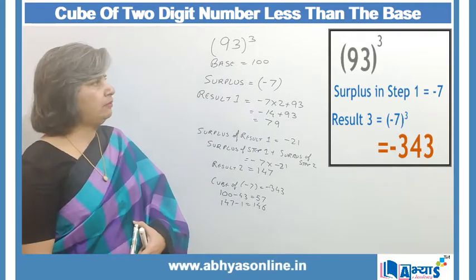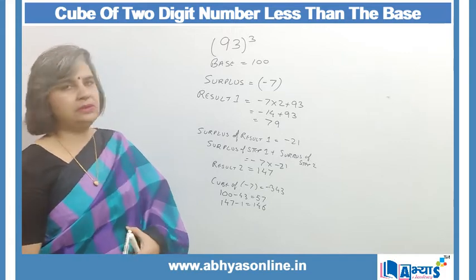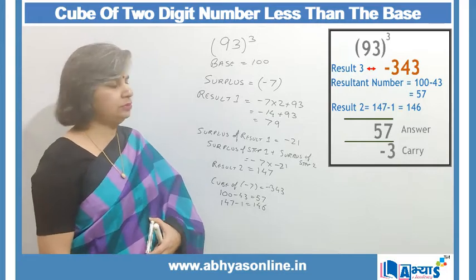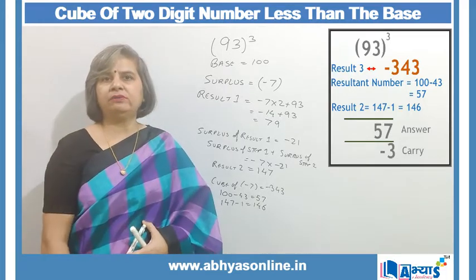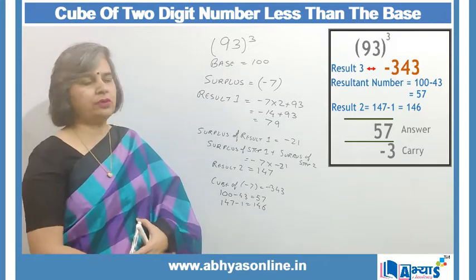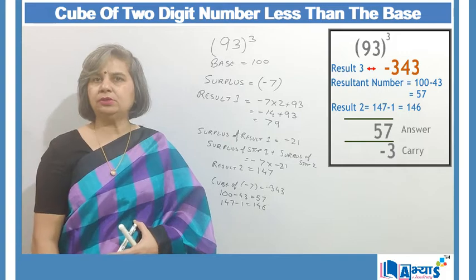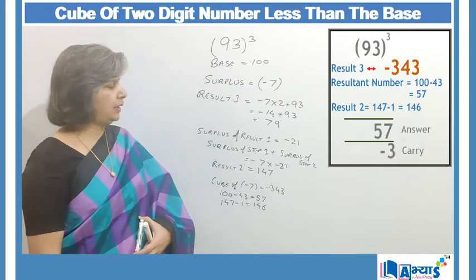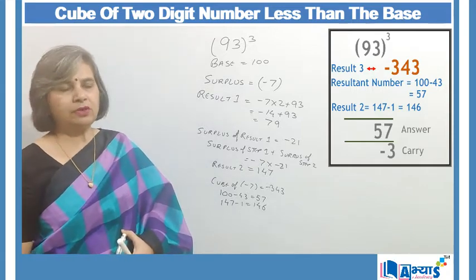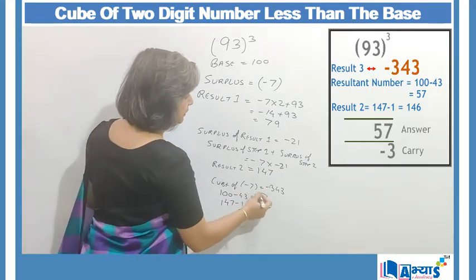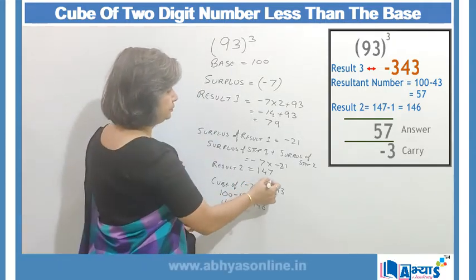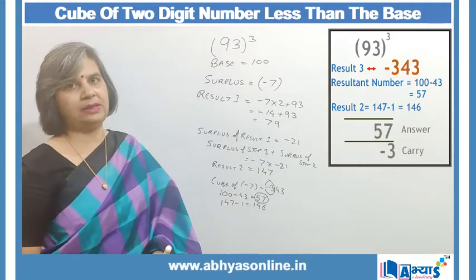So now I will write the answer, and for the answer, I see that I have taken the base as 100 and the base has 2 zeros. So we will be using 2 zeros, or we can say we will be prefixing 2 digits in the answer at a time. So from minus 343, I will take the 2 digits, that is 43. And as it is a negative number, I will subtract it from 100. So 100 minus 43 is 57. This 57 is prefixed in the answer, and minus 3 is considered as carry.